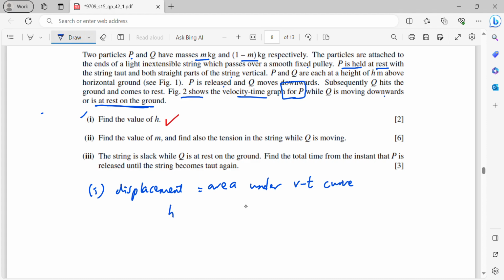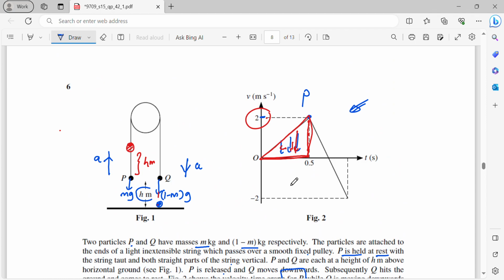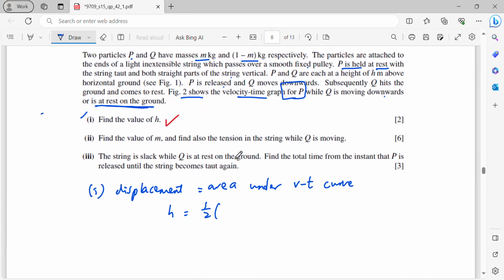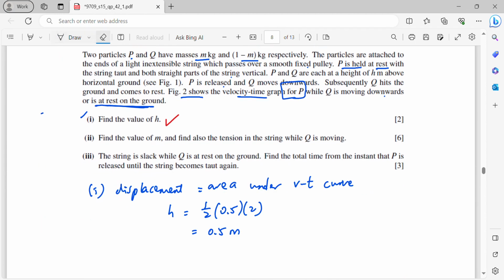So now the H is my displacement, which is the area of the triangle. My base is 0.5 and my height is 2, so I will just multiply these two together. That will be my area. Obviously the half and 2 cancel off. Then your H is 0.5 meters, or 0.5 because it's mentioned H in meters. So now I get H is 0.5.